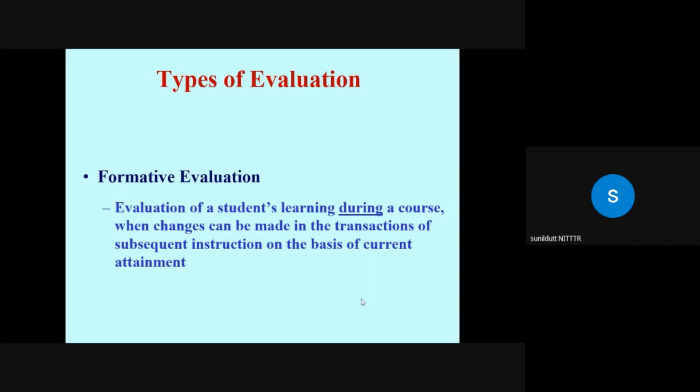because if the teacher is asking questions and the students are not giving their responses, it means it is a feedback to the teacher that whatever he has covered has not been understood by the students. So it gives feedback to both the teacher and the students.